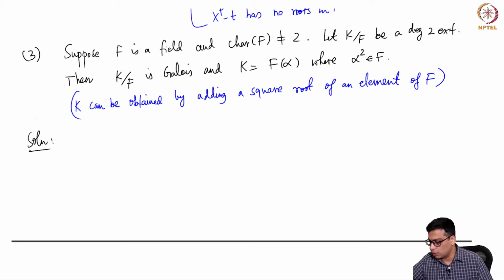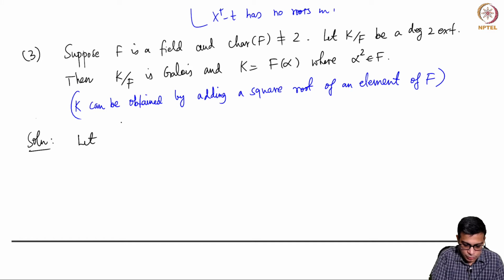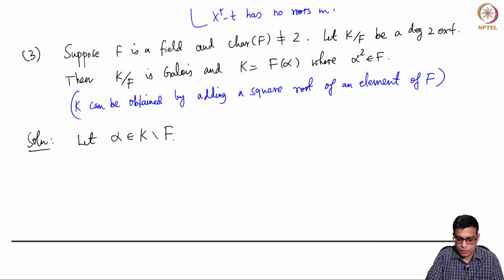Okay, so the proof is very simple here. So what we know is that its degree is 2, so there is an element that we can take, let's say alpha is in K minus F. So that we know exists because K is different from F.